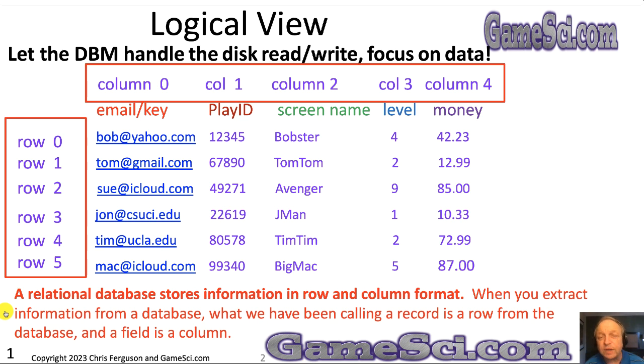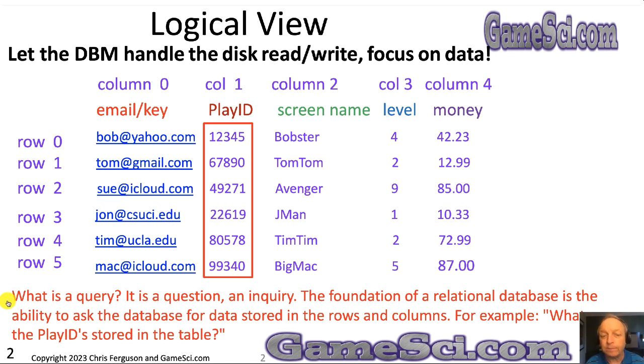When you extract information from a database, what we've been calling a record is a row from that database, and what we've been calling a field is a column from that database. So you can see that row 1 contains Tom at Gmail. His screen name is TomTom, and he currently has $12.99 in his bank. Column 2 is all the screen names for the players: Bobster, TomTom, Avenger, J-Man. Get used to this row and column format. That's the logical viewpoint that you should think of data stored in your database.